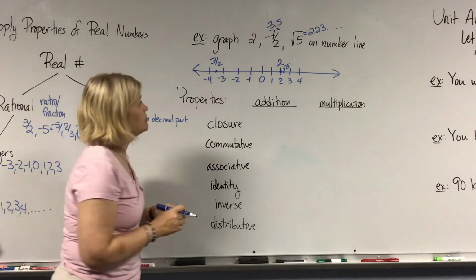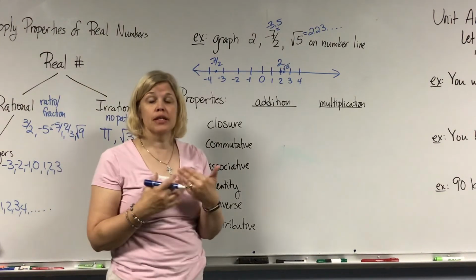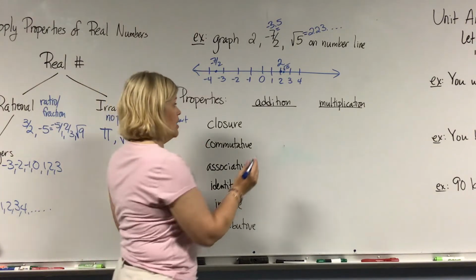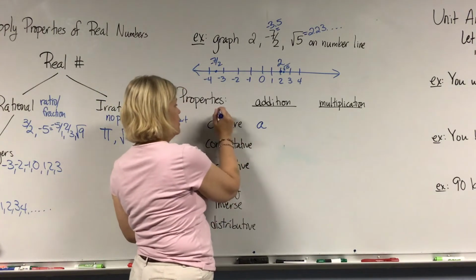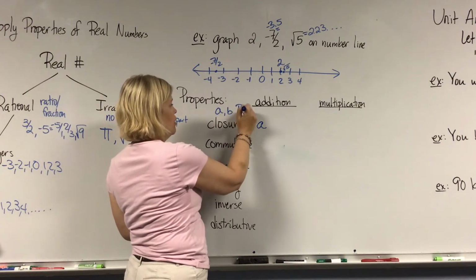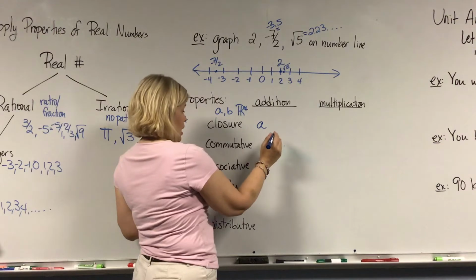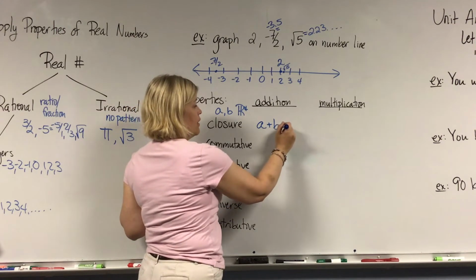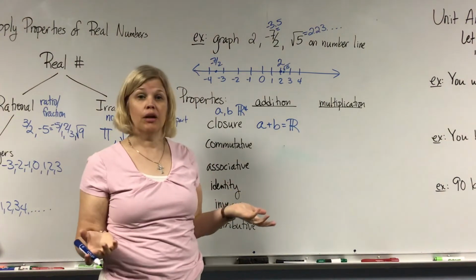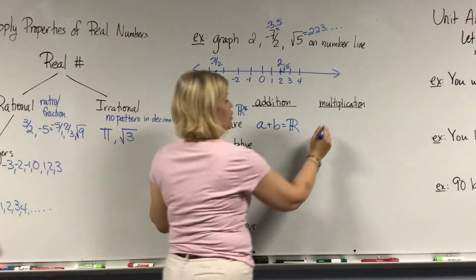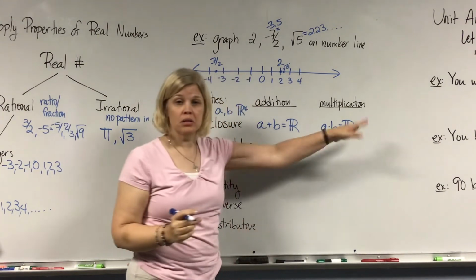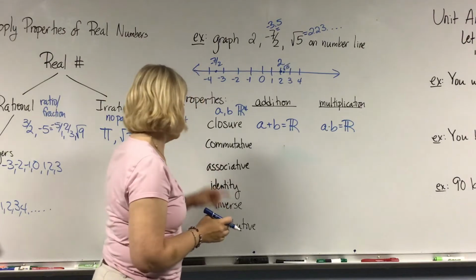The cool thing about real numbers is they have some properties that we have to know. One of them is closure. What that says is if we take two real numbers, A and B, if we add them together, our answer is still a real number. It doesn't somehow change to something else. If we multiply them together, same thing, still a real number.